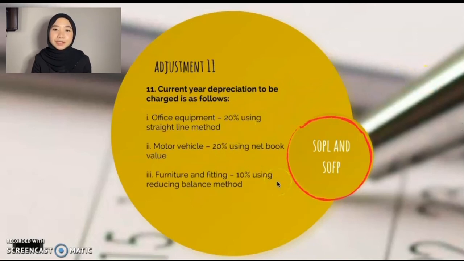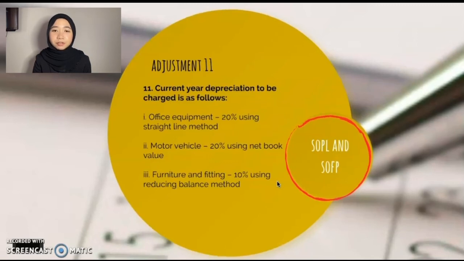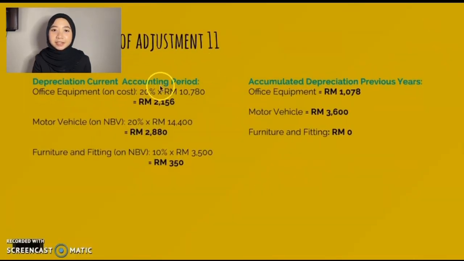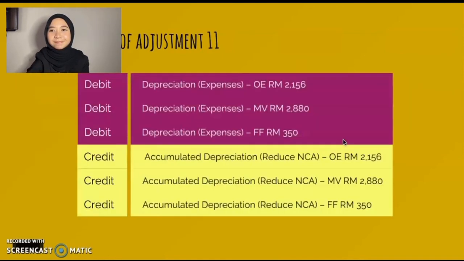Before we continue with the adjustment, I will first explain that the value of non-current assets will decrease over time as a result of being used. The calculations are inserted here. Depreciation of office equipment is calculated based on 20% of the cost, amounting to 2,156 ringgit. Motor vehicle is depreciated based on 20% of net book value brought forward at the beginning of the year, amounting to 2,880 ringgit. Lastly, for furniture and fittings, depreciation is calculated at 10% based on the reducing balance method, amounting to 350 ringgit. This is the accumulated depreciation for the previous years.